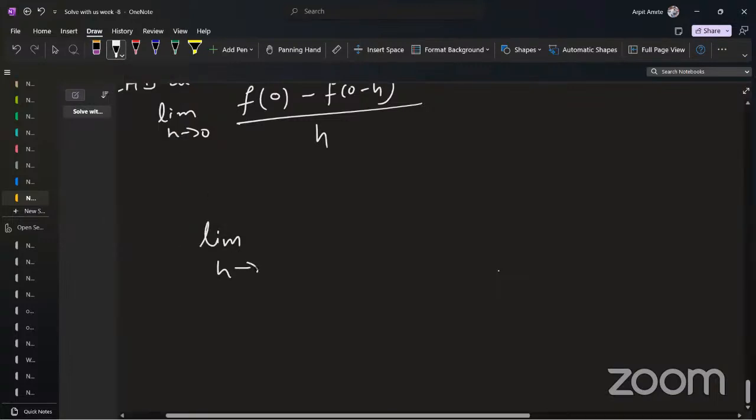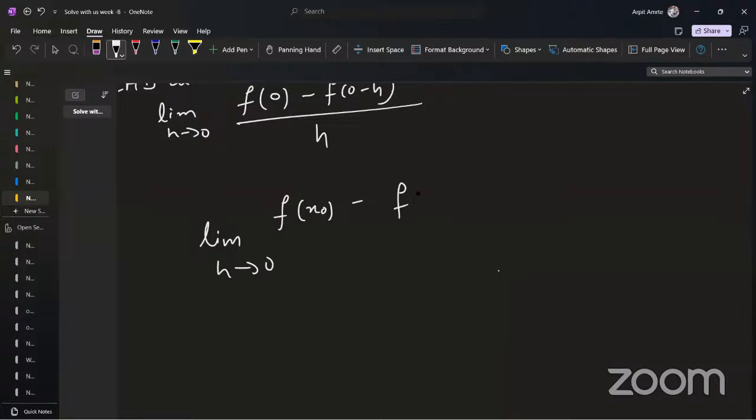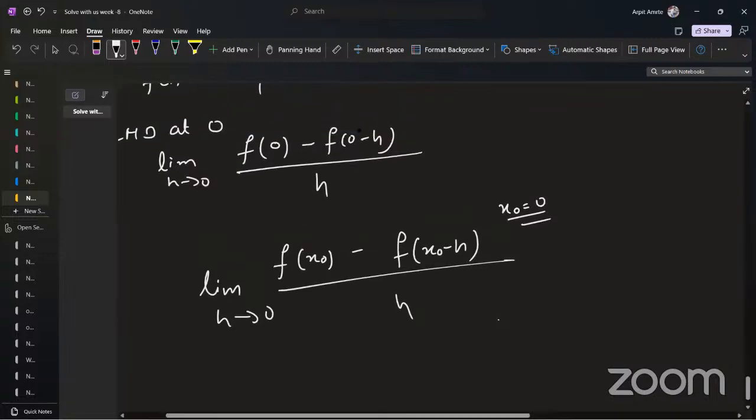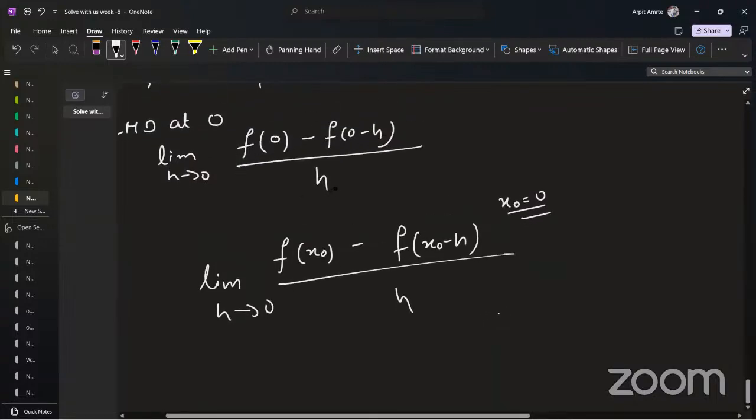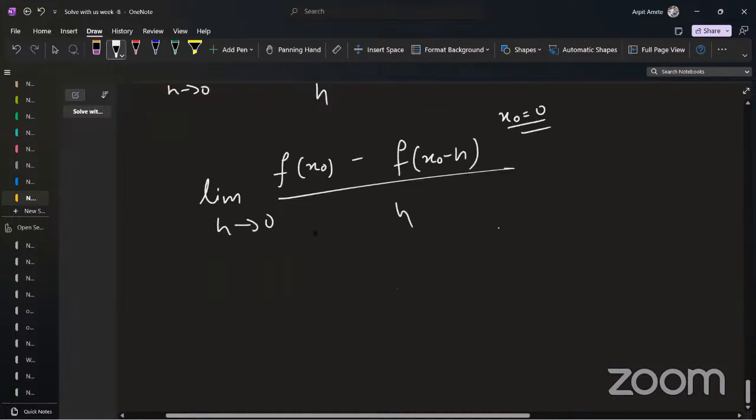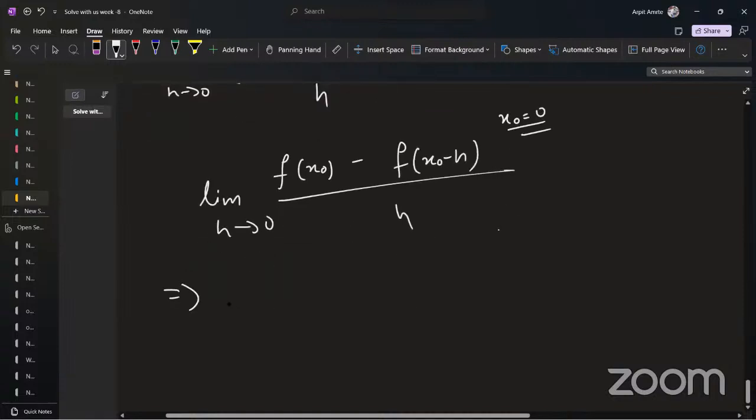Limit h tends to 0 of f of x naught minus f of x naught minus h divided by h. Now here x naught is my 0 because we need to calculate at 0. Okay. So this will become f of 0 minus f of 0 minus h divided by h. Right? Understood up to this? Yes, yes, sir.